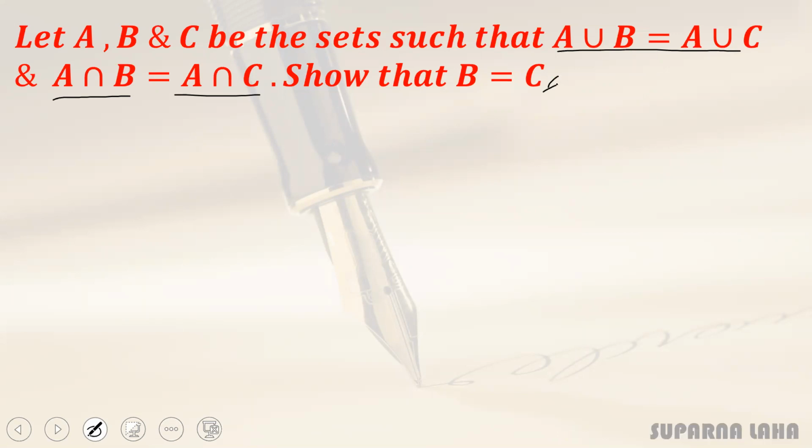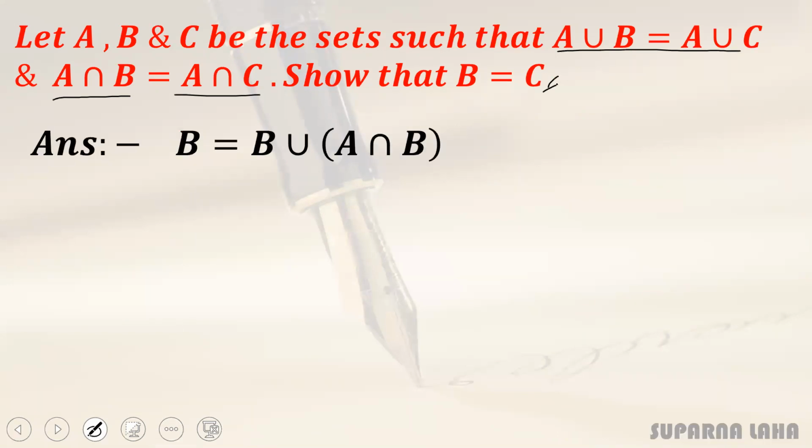So let's start with B. We can write B as B union (A intersection B). Go to the previous video and check that we already proved this thing. That is, we can write a set in this form. If you forgot that, then go to the previous video and check how to prove it and how to show this is equal to B.